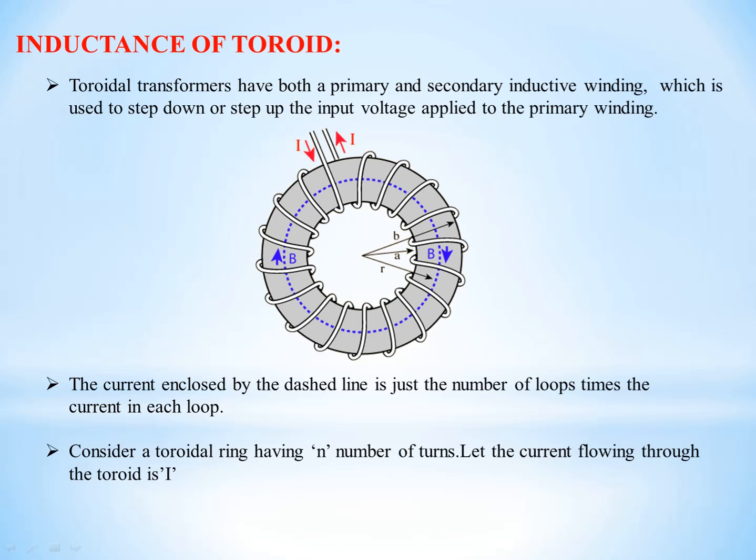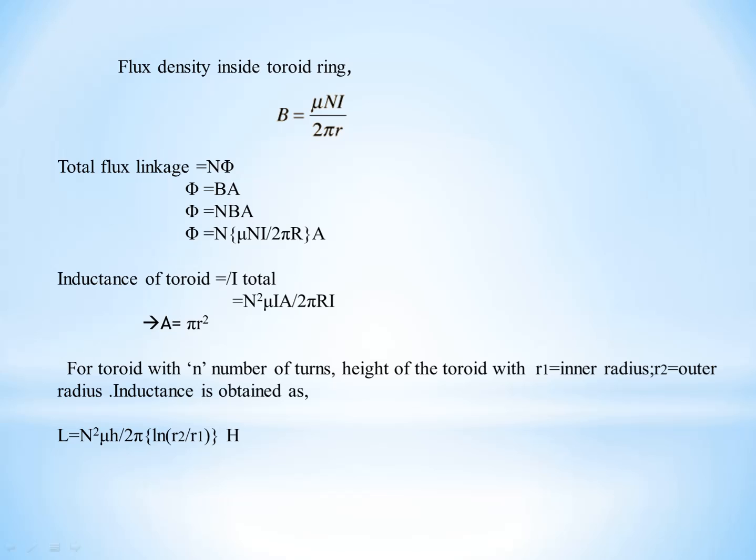So considering the ring with number of turns N, the current flowing is capital I. From this, the flux density inside the toroidal ring is B equal to mu N i by 2 pi R. So the total flux linkage is N phi, where phi equals B into A. We know phi equals B A. Substituting the flux value and the magnetic field formula, mu N i by 2 pi R into A, and after cancelling all the common terms, we will obtain the inductance of the toroid.